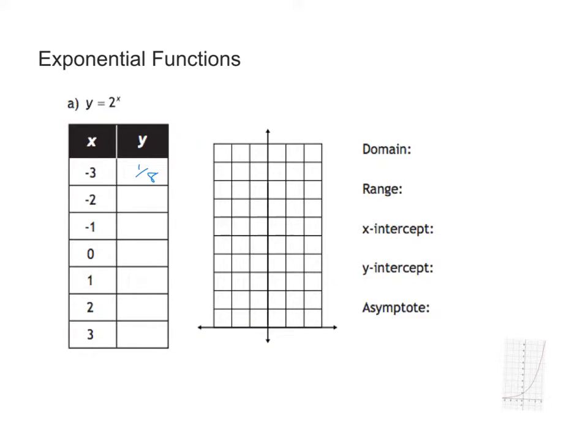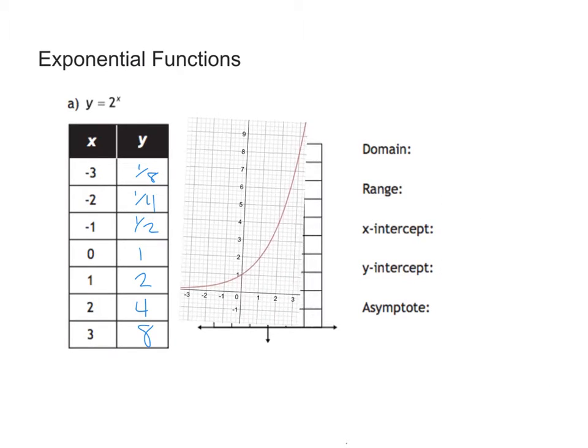When you do 2 to the power of negative 2, that's 1 over 4. 2 to the power of negative 1 is 1/2. 2 to the power of 0 is 1. 2 to the power of 1 is 2. And then 4 and 8. And then if we plot those points on here, it's going to show us what the graph of y equals 2 to the power of x looks like.